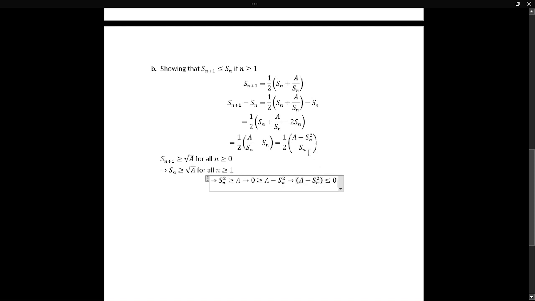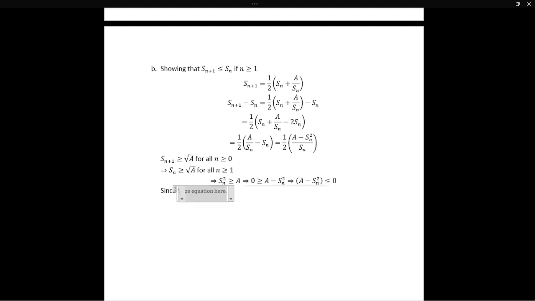All right, now we have seen that the numerator is negative, the denominator is s of n, which is a positive sequence. So we have negative divided by positive is negative, times positive is still negative. So we can conclude that since s of n is positive, then we have that our s of n plus 1 minus s of n will be less than or equal to 0.